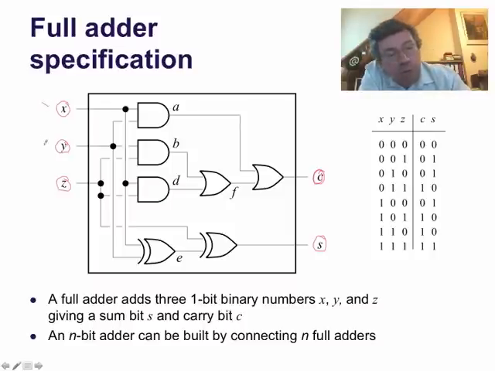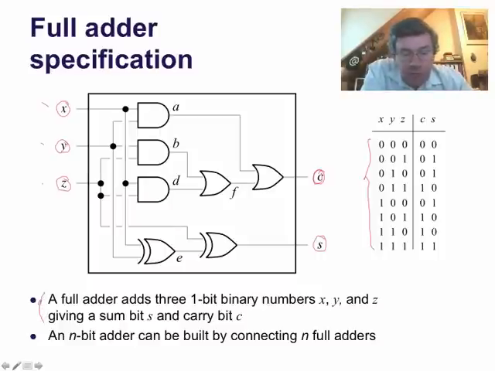So we can go from 0 plus 0 plus 0, giving 0 and 0, or 1 plus 1 plus 1, giving sum 1 and carry 1, which makes 3. This table here gives all the possibilities. So the full adder is an addition building block. We can build an n-bit adder by connecting n full adders.